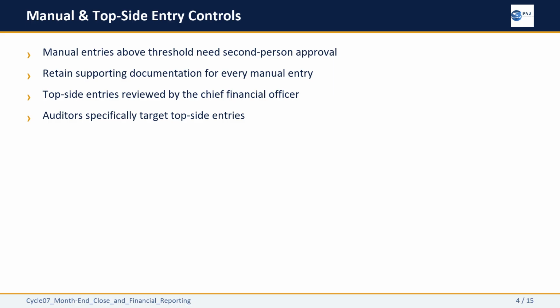Topside entries, posted at the consolidated level, should be rare, fully documented, and reviewed by the Chief Financial Officer, because external auditors specifically target them. Entries posted to cash accounts get extra scrutiny. The controller also reviews a listing of all manual entries each period, hunting for anything unusual.